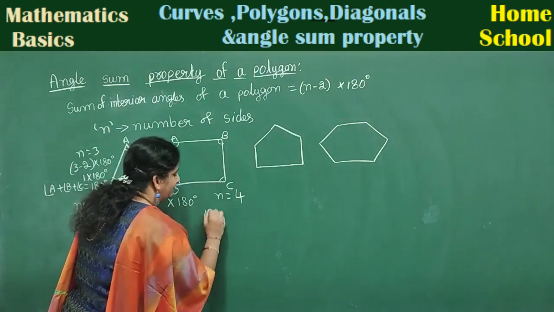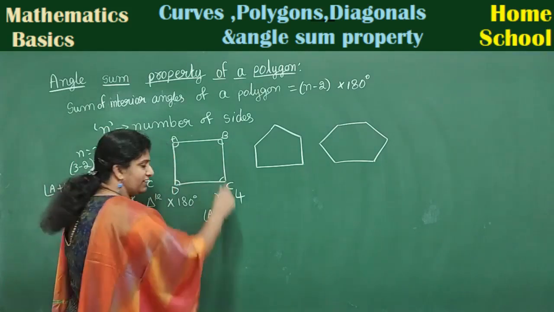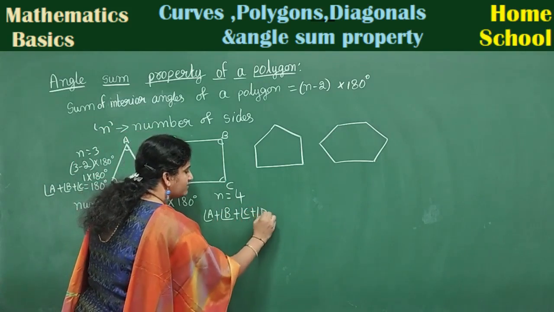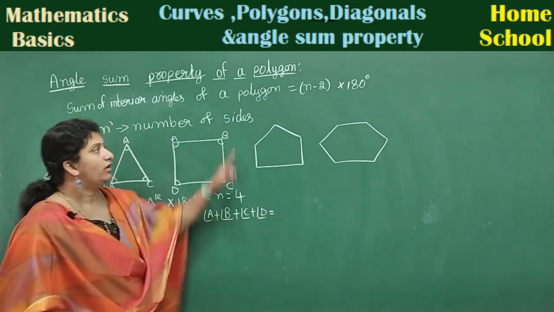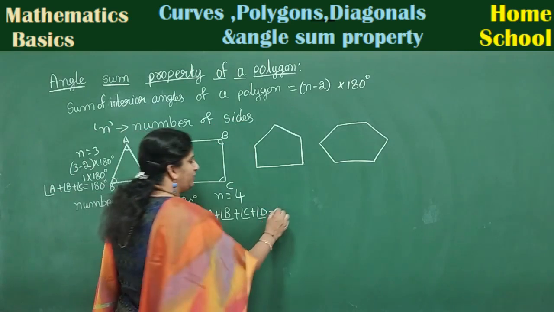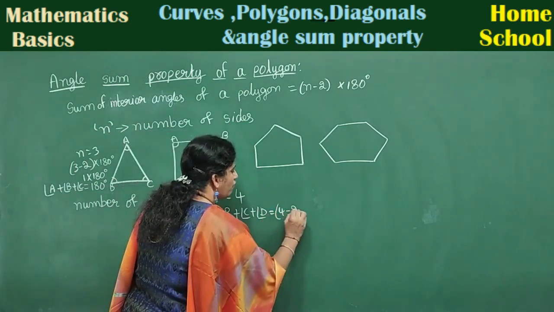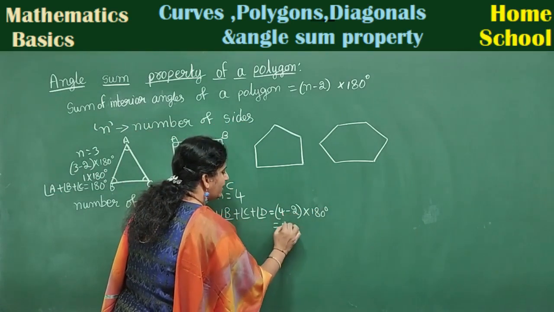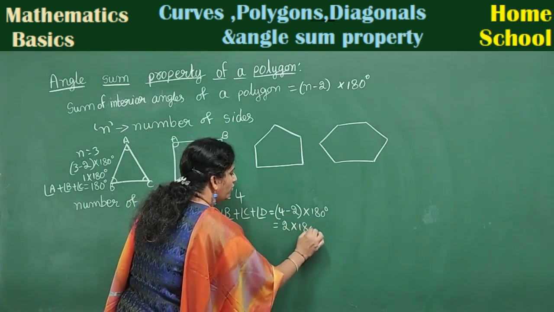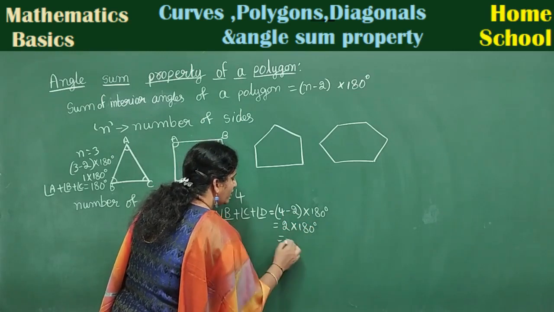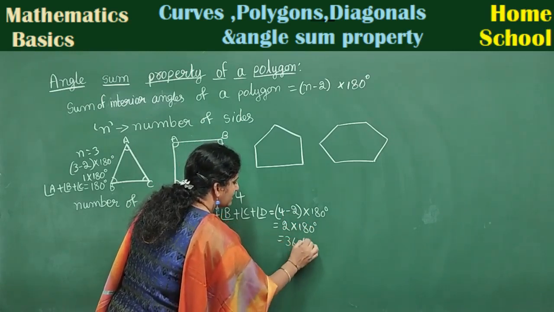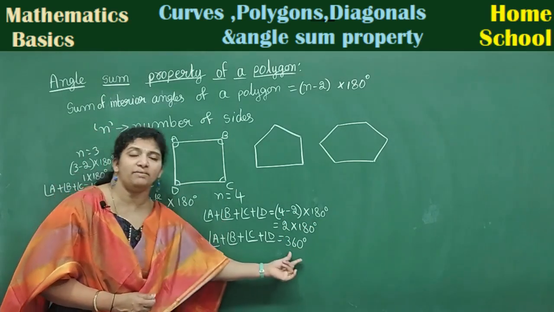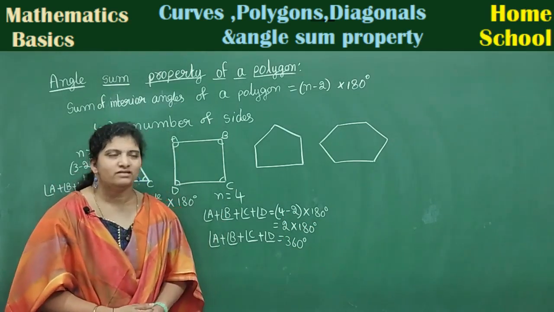Okay, formula, sum of the angles. I write the angles: angle A plus angle B plus angle C plus angle D is equal to (n minus 2) into 180. The n value is 4. (4 minus 2) into 180 degrees. That will be 2 into 180 degrees. 2 into 180 will be 360 degrees. For a polygon having 4 sides, the angle sum is 360 degrees.